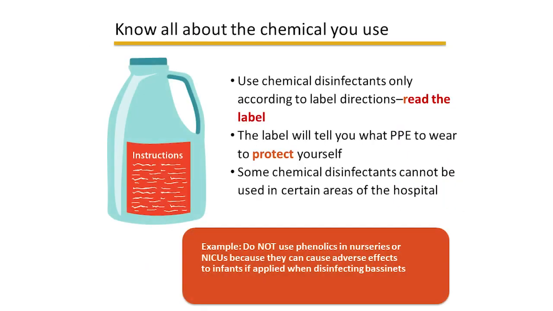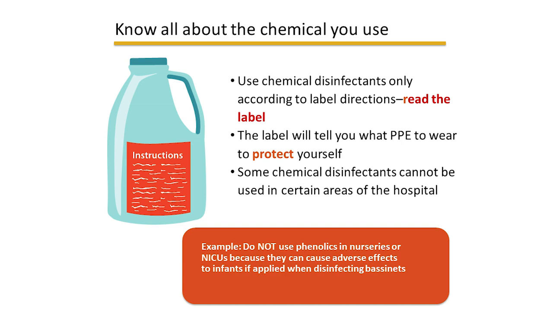To keep yourself and others safe, you must know all about the chemicals you use. Use them only according to the manufacturer's recommendations. Make sure you read the label. Certain chemicals cannot be used in certain areas of the hospital due to their level of toxicity. For example, phenolics cannot be used in the NICU or nurseries, as they can cause serious harm to the babies.